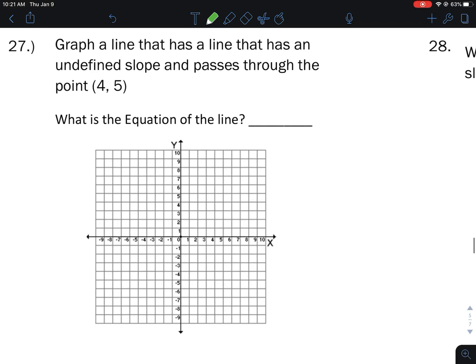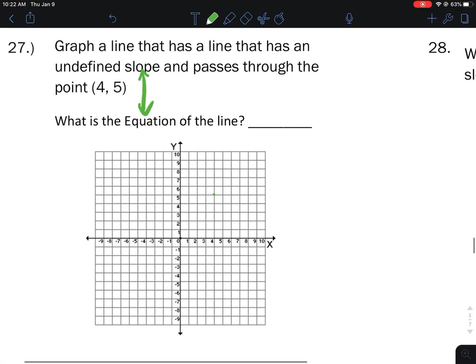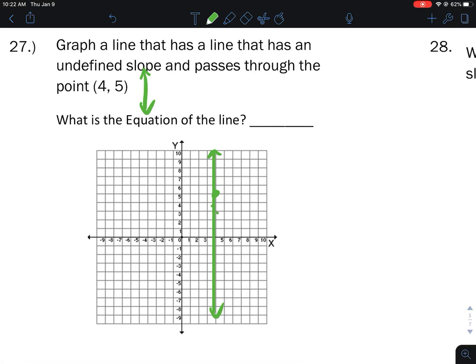All right, graph a line that has an undefined slope, so we know that's vertical, and it passes through the point 4, 5. So here's 4, 5, and here's the vertical line. And so when we look there, the equation of the line would not be undefined. That's the slope. The equation of vertical lines, you'll notice every single point on this line has an x value that is 4. 4, 1, 4, 2, 4, 3, 4, 4, etc.